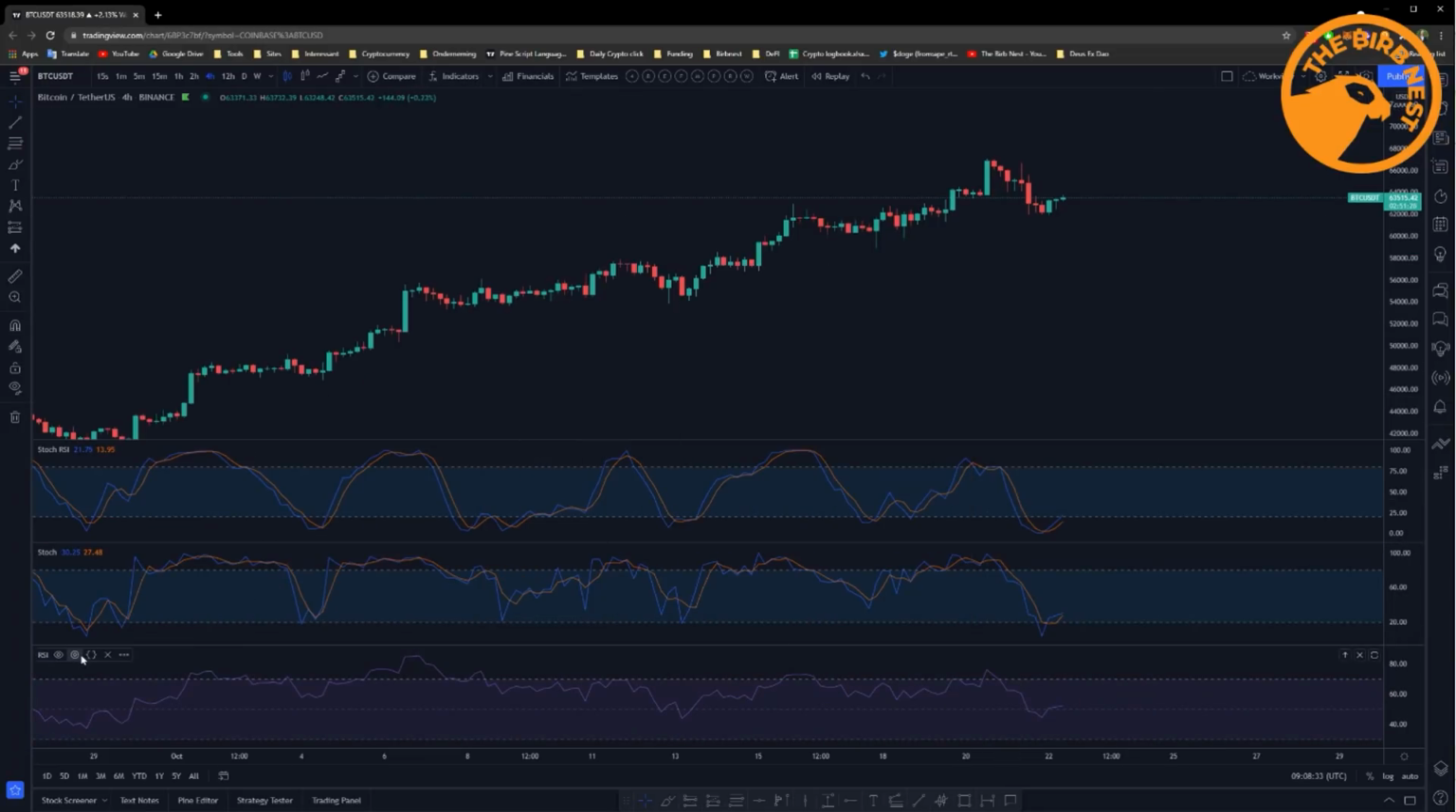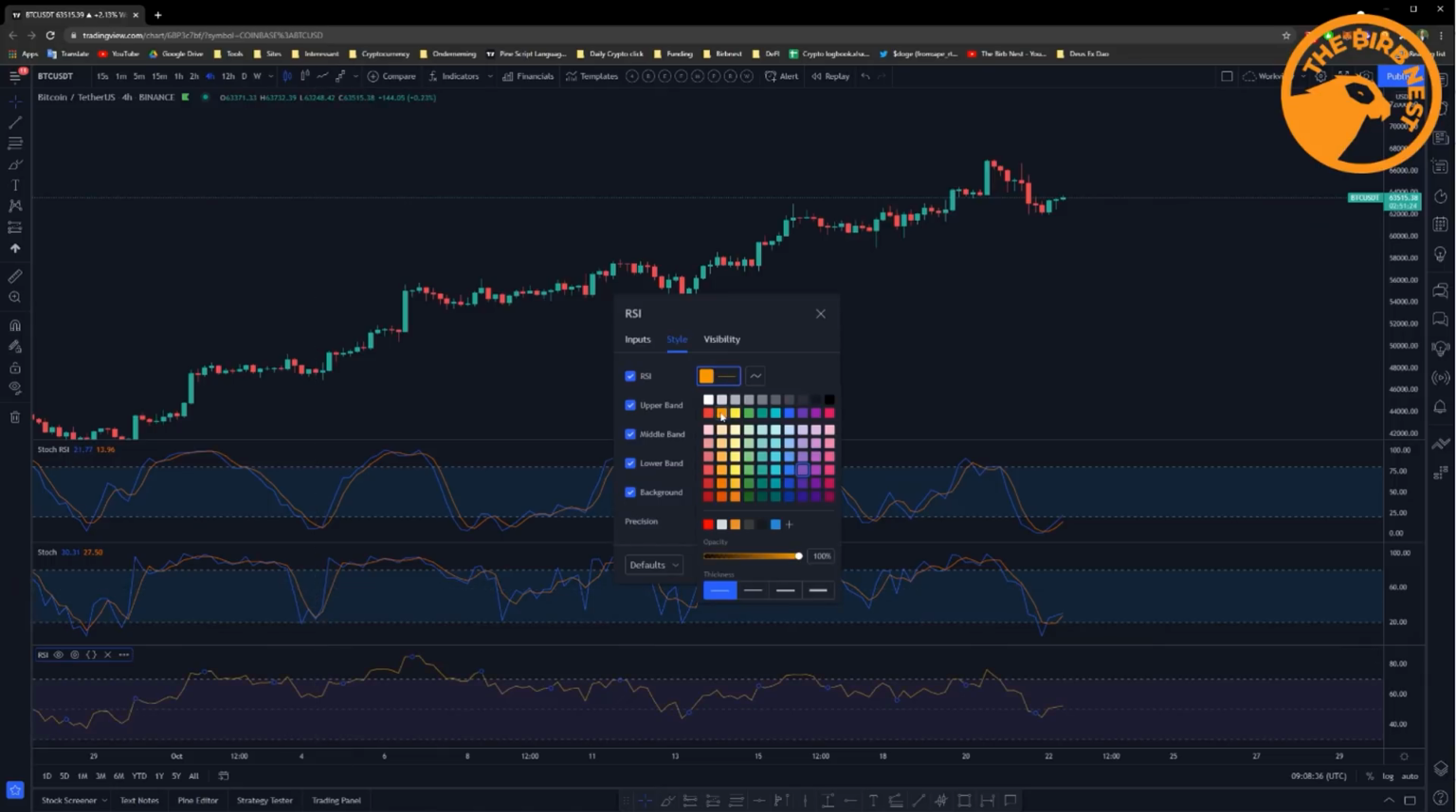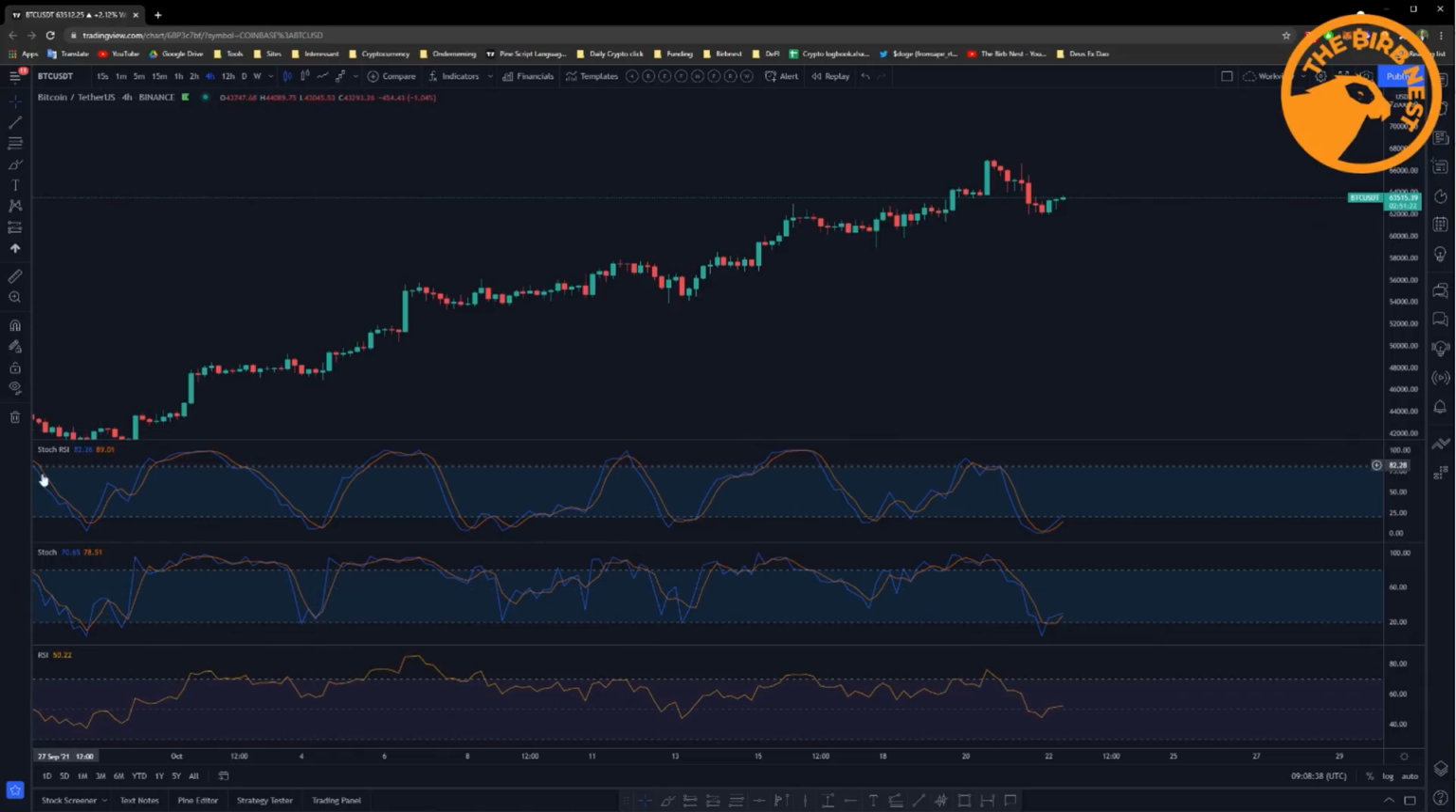So we have all of them here at the bottom of the screen. The top one is the Stochastic RSI. This one in the middle is just the normal Stochastic. And at the bottom, there's the RSI.